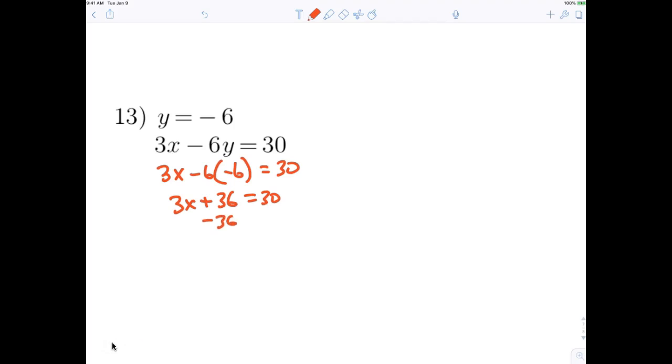Subtract 36 from both sides. So 3x is equal to negative 6. So x has to equal what? Negative 2. So my answer is, what's my answer? Negative 2 comma negative 6. Negative 2, negative 6. Everybody happy with that? Any issues? Allison? Kate? Good? Yes.